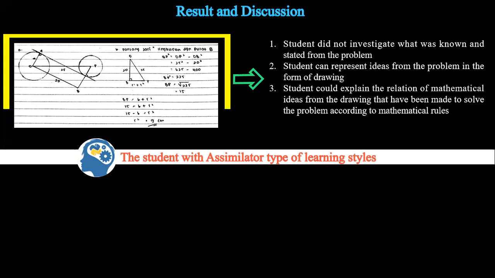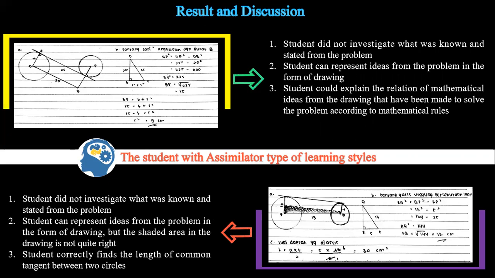Point 3. In the alternative solution indicator, the student could explain the relation of mathematical ideas from the drawing that has been made to solve the problem according to mathematical rules. The student can resolve the problem with coherent and systematic problem-solving steps. Then, the second question is, find the length of the common tangent between two circles and find the shaded area in the drawing.